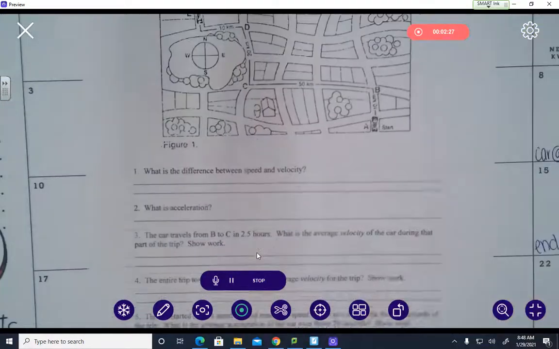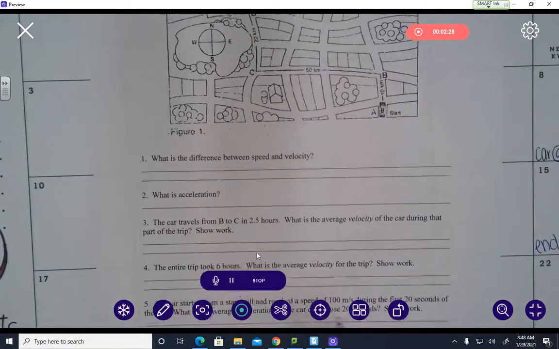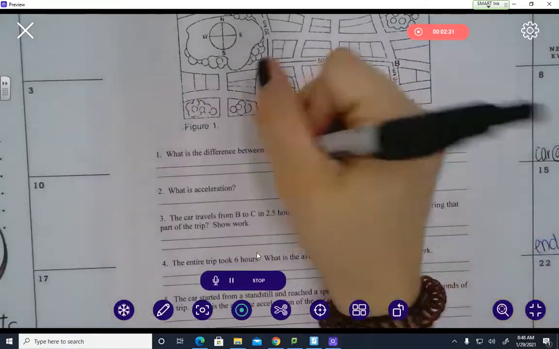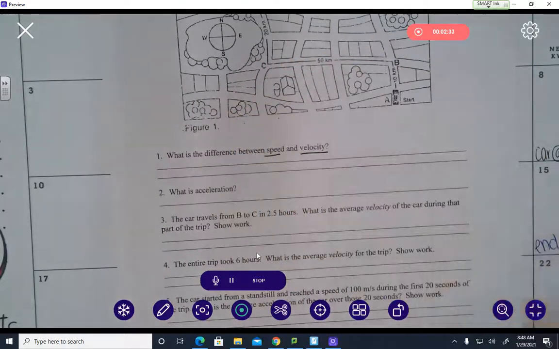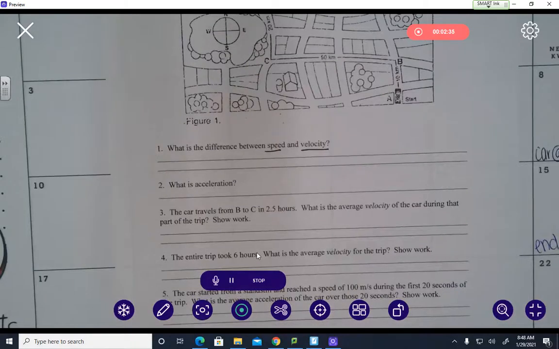All right, so number one, you guys can do this one because I just explained it. What's the difference between speed and velocity? Just explain that one. Pause the video, fill that out. You can do that, super simple.